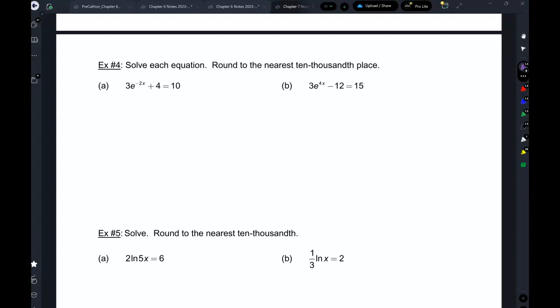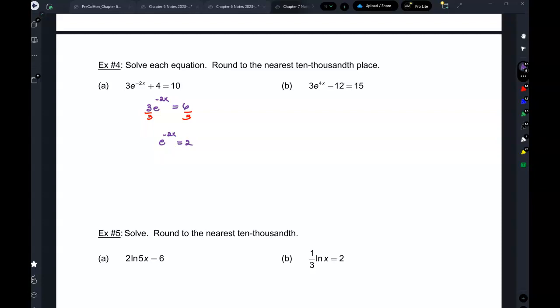Move over the 4. 3e to the negative 2x equal to 6. Divide by 3. E to the negative 2x equals 2. Yeah? Now what?